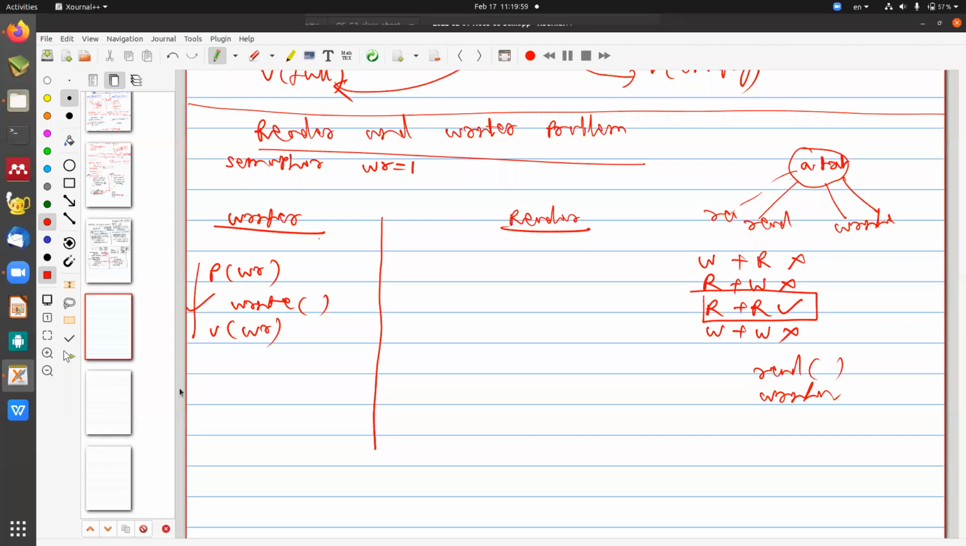They are going to ask: if P is not there, what is going to happen? If V is not there, what is going to happen? This kind of question they usually ask. For that, your understanding is very important. The next, forget about it now.